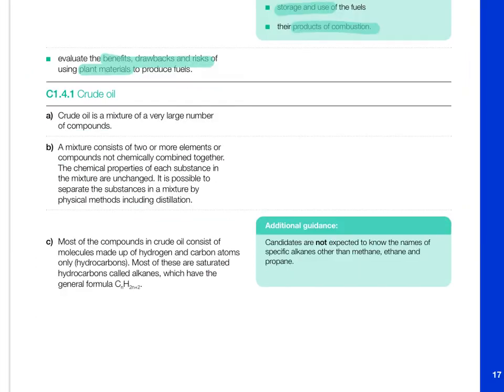So we said that crude oil is a mixture. It's a mixture of lots of different compounds. And a mixture is anything where you've got two or more elements or compounds not chemically combined together. So that means each substance, each chemical in the mixture still has the same properties, and you should be able to separate out those substances using something like distillation. Distillation is where you heat something up so it evaporates and then cool it down again so it condenses. So evaporation, liquid to gas, followed by condensation, gas to liquid.